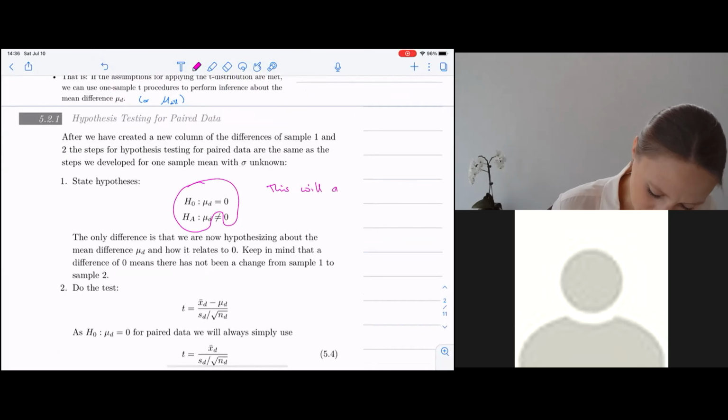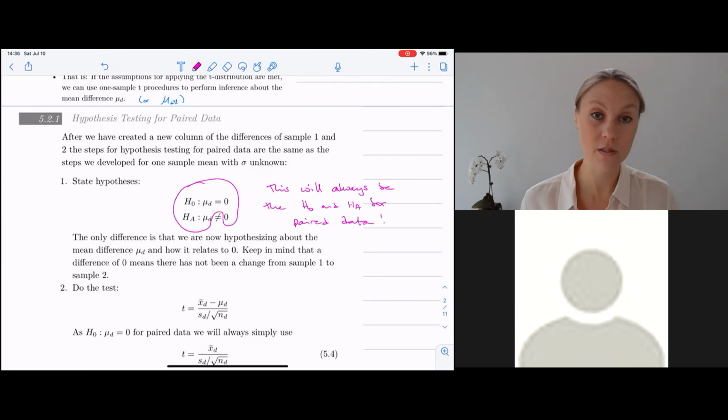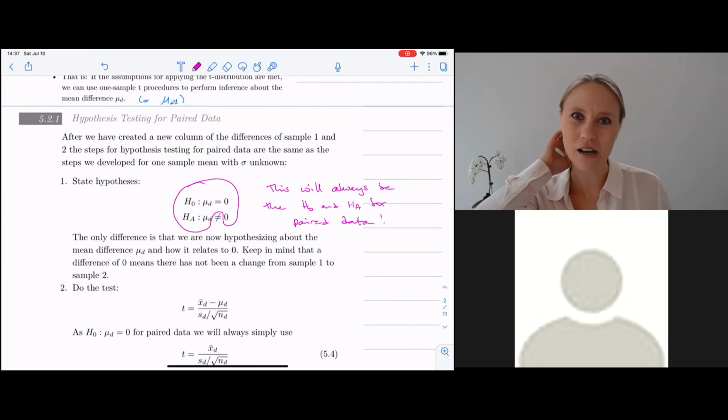Oh, maybe I should specify that it does not necessarily include the sign there. This will always be the H0 and HA for paired data. Right, so that's kind of nice. That's a lot of work that's already done for you, right?